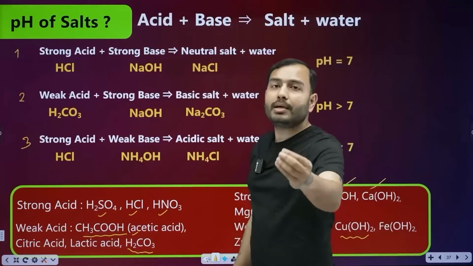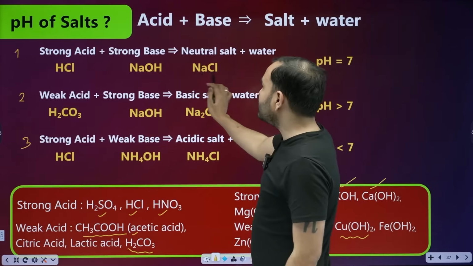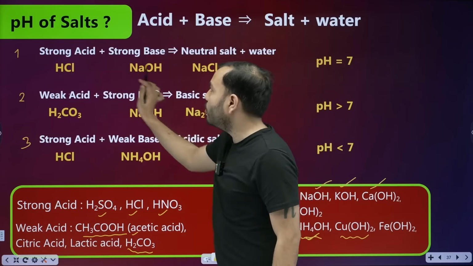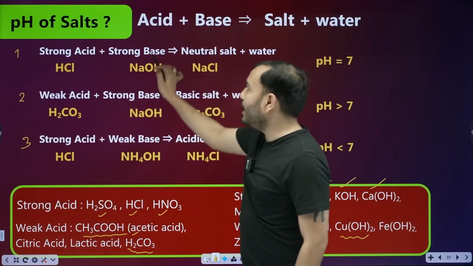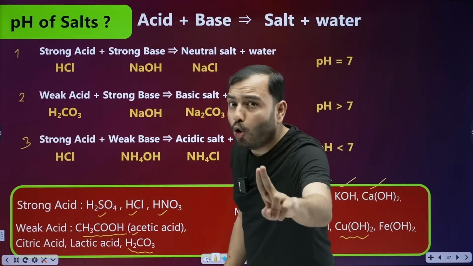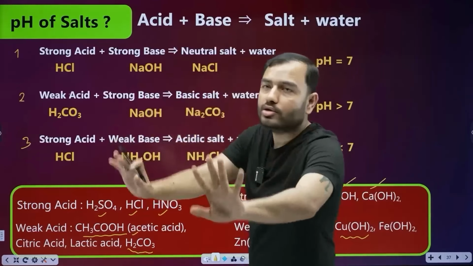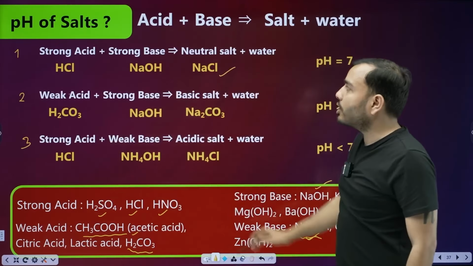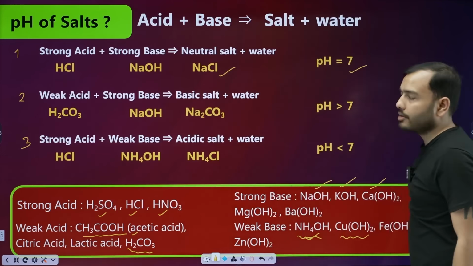I have to tell whether it's acidic or basic. What is NaCl made up of? It is made of HCl and NaOH. HCl is which type of acid? Strong acid. NaOH is which type of base? Strong base. If both are strong, then the salt becomes neutral. Big people fought and destroyed each other. So how is the salt? Neutral. So if strong acid and strong base fight, the salt will be neutral, pH 7.